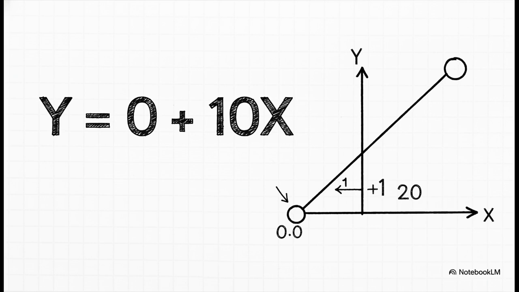The slope, B, is 10. And this tells us something really cool. For every 1 unit of time that passes, our sales go up by 10 units. It perfectly describes the trend.